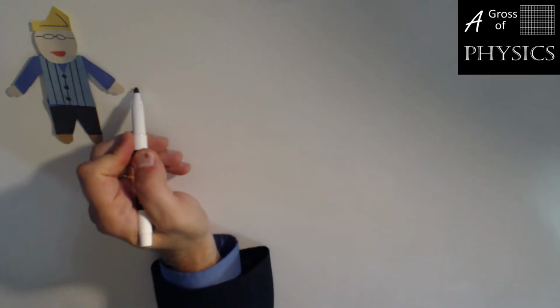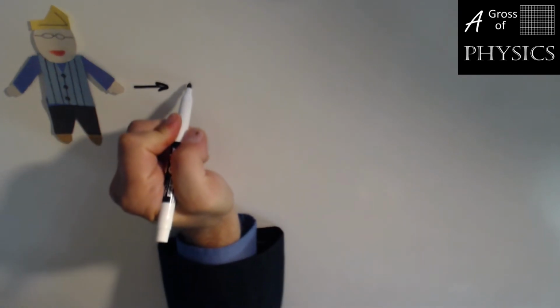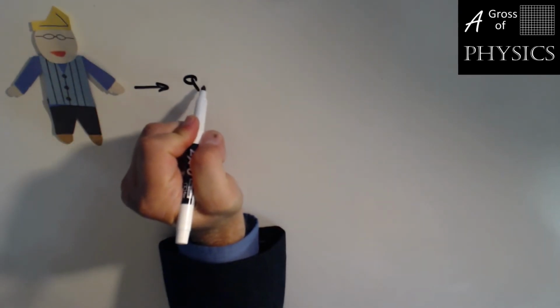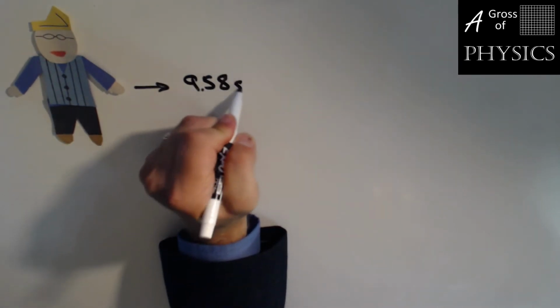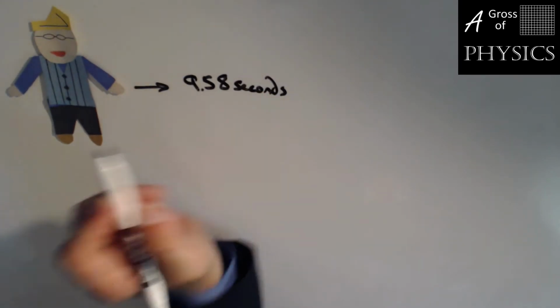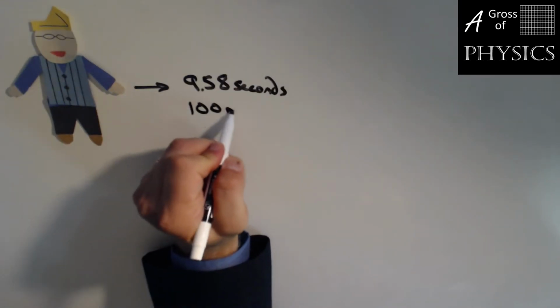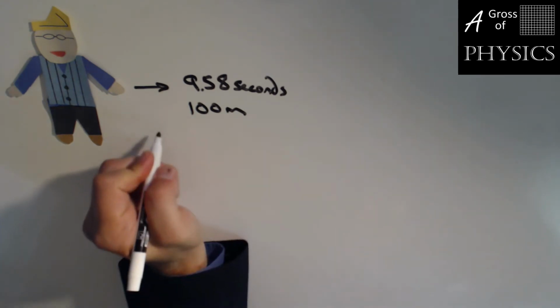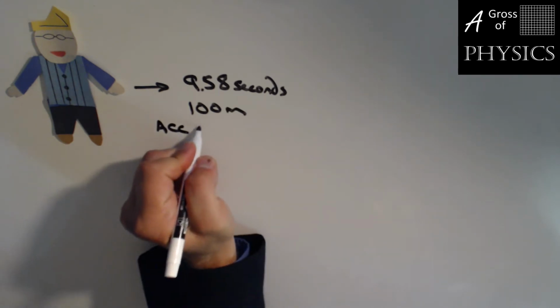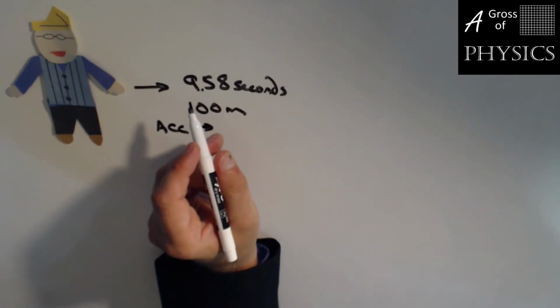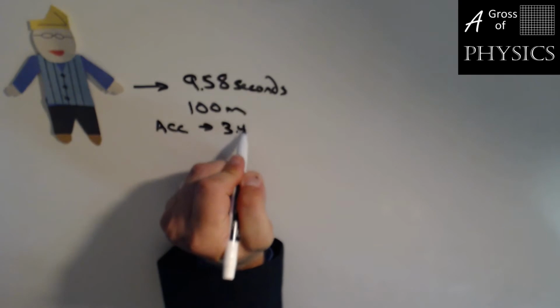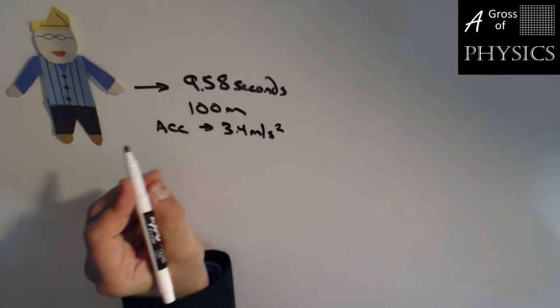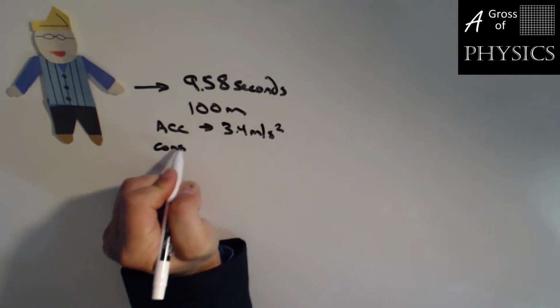So what's happening in this case is Mr. Fizz here is running in the 100-meter dash, and he's trying to break the world record. The world record is 9.58 seconds, and it's a 100-meter dash. What's important to realize for this problem is that there's going to be two sections: a section where he accelerates at 3.4 meters per second squared, and then a section where he has a constant velocity.